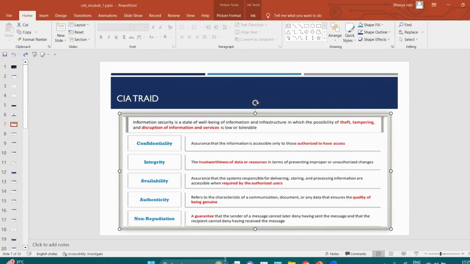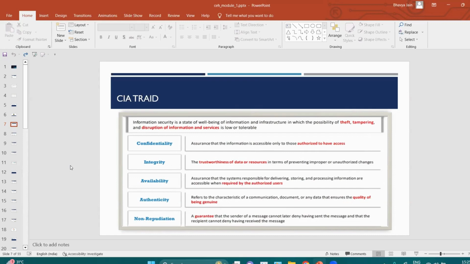So confidentiality, integrity, availability, authenticity, and non-repudiation: these are the concepts. Now, how to ensure or apply these concepts, we will do with the help of techniques. For example, to apply confidentiality or integrity, we can apply encryption. That is our technique there.